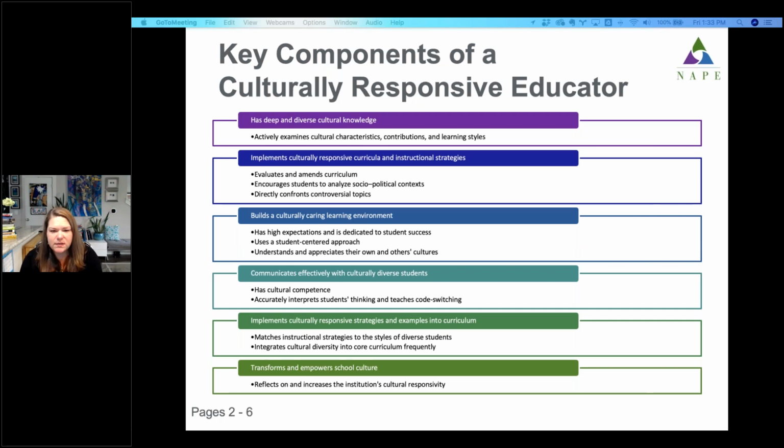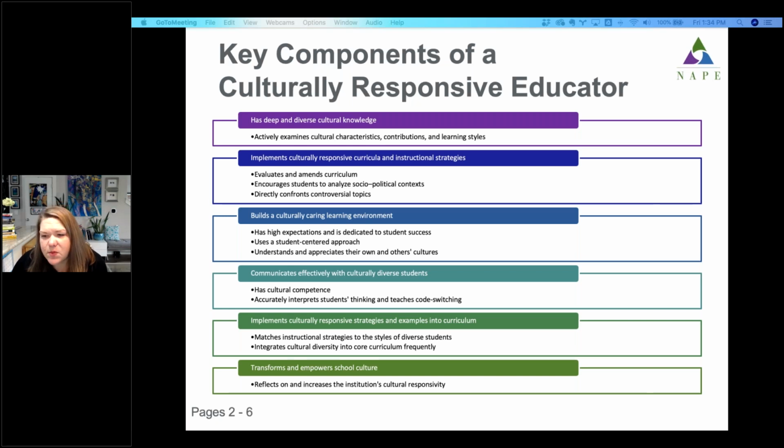And then the final piece here is that a culturally responsive educator is transforming and empowering school culture. And so this means that the educator is not only reflecting on increasing the cultural responsivity of the institution they work in. This is a point where you're moving away from your own identity and how you engage with students, and really looking to influence the school and the structure and the systems in which you work.